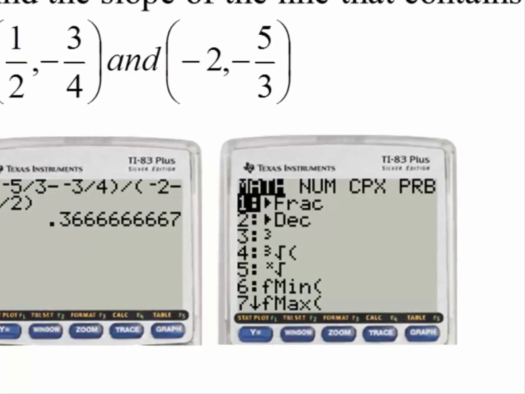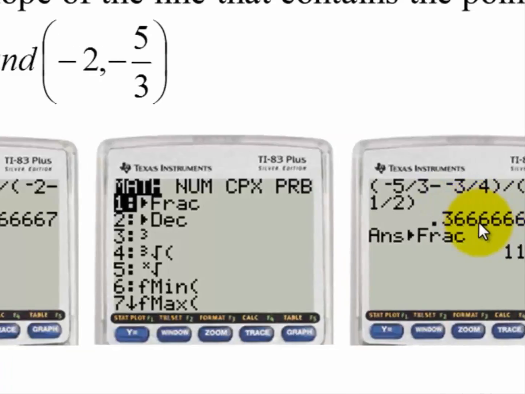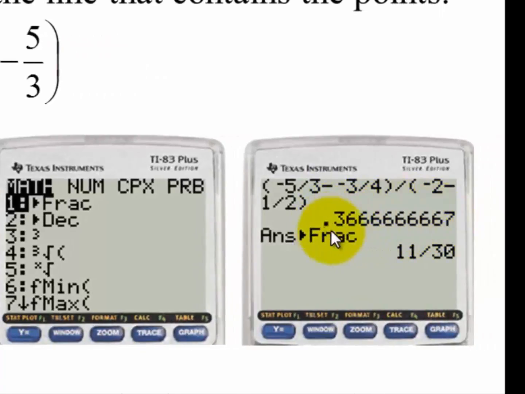So if we hit our math key and enter for fraction, we see that it converts this repeating decimal to 11 over 30.